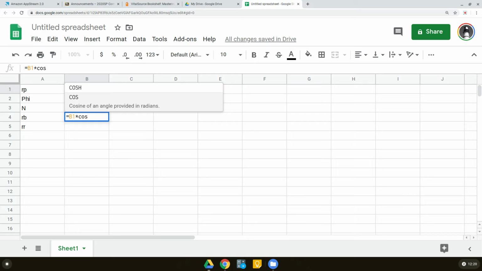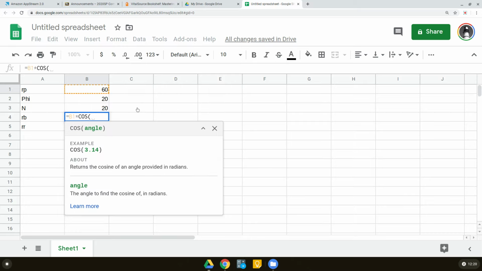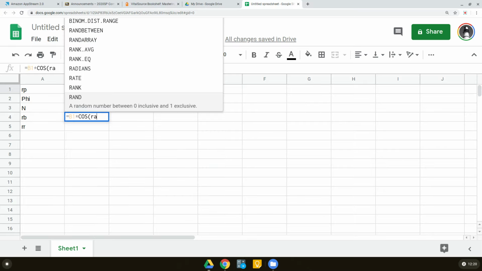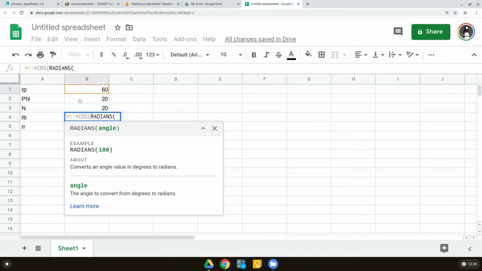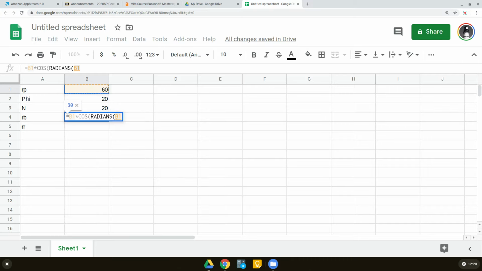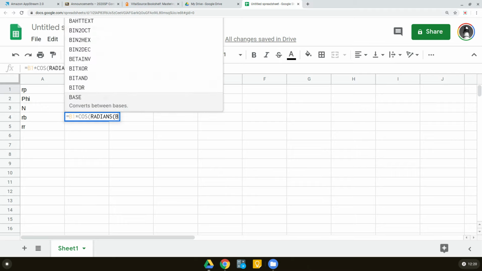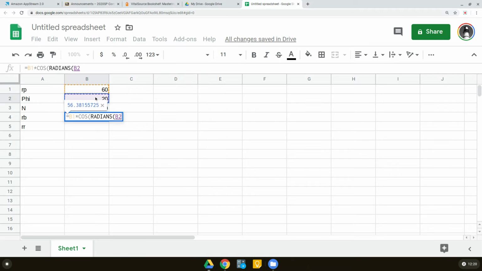So anyway, I'm going to go ahead and use this function here, cosine. And in that function, I'm going to use a function called radians that converts angles from degrees to radians. So I'm going to select that and 60 degree, right? Sorry, that's not the angle. Angle is the phi, pressure angle. Okay, so we need to change that, make it phi.